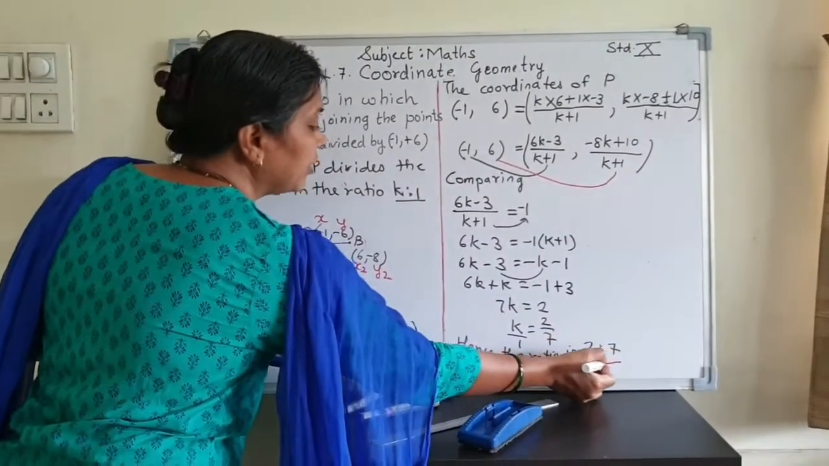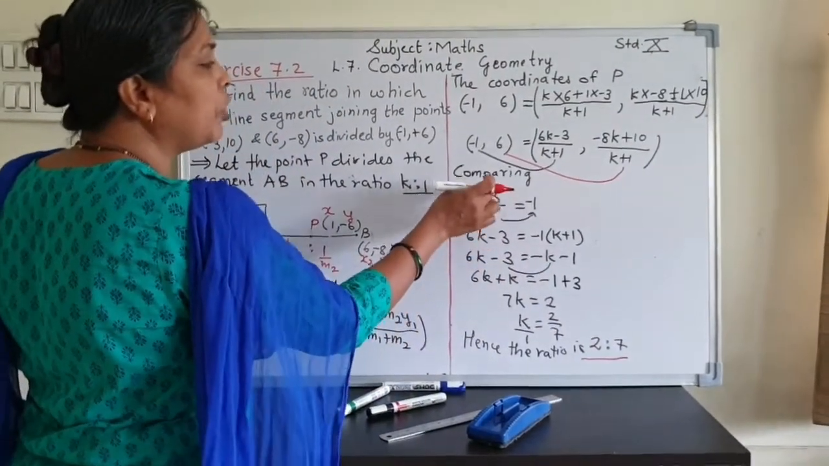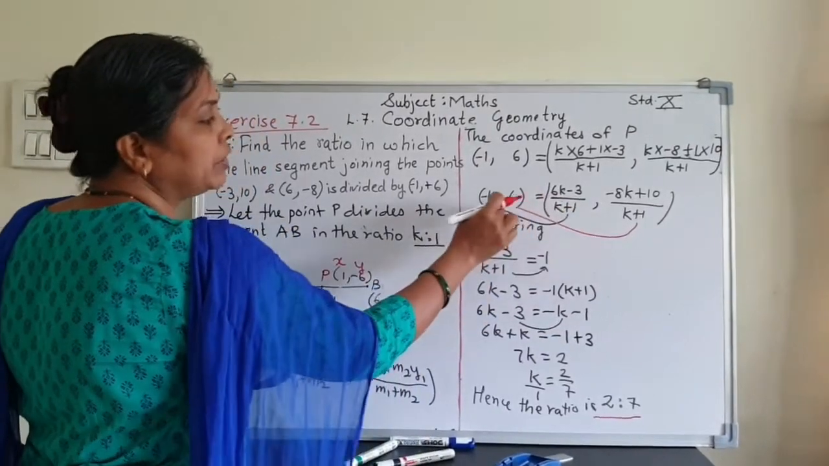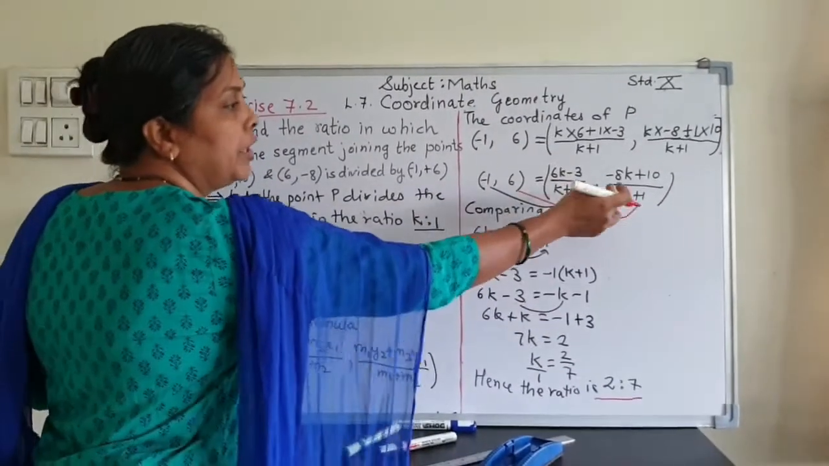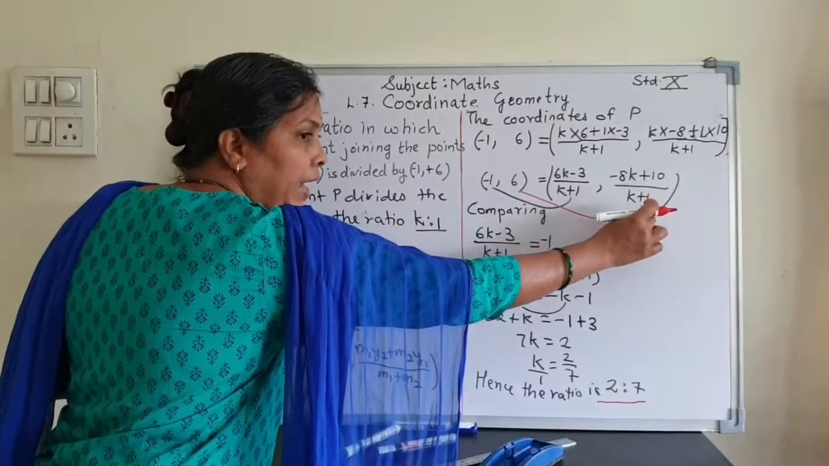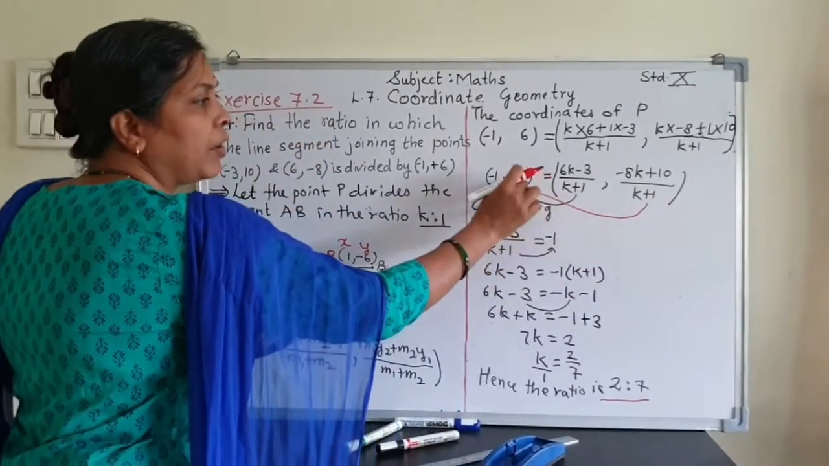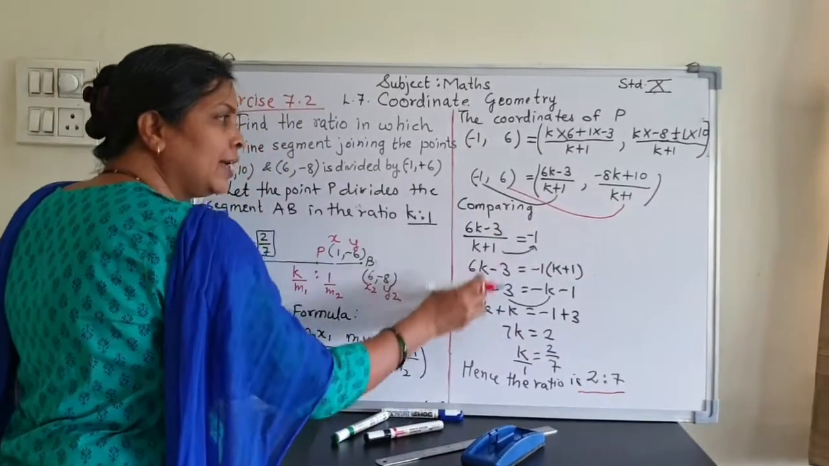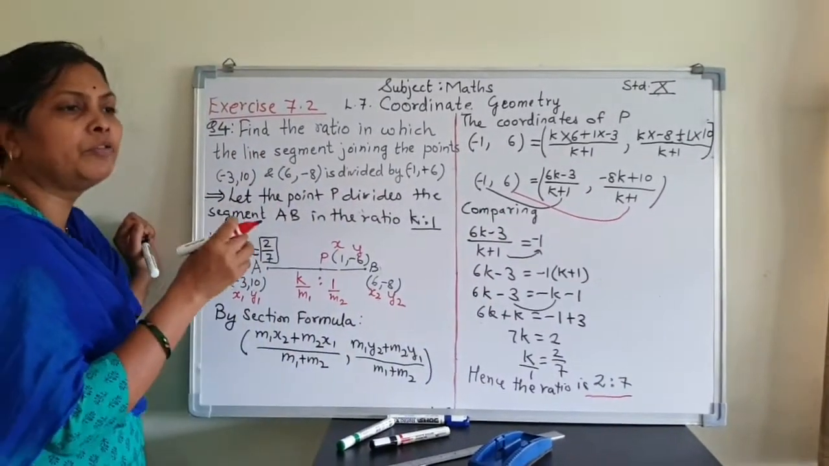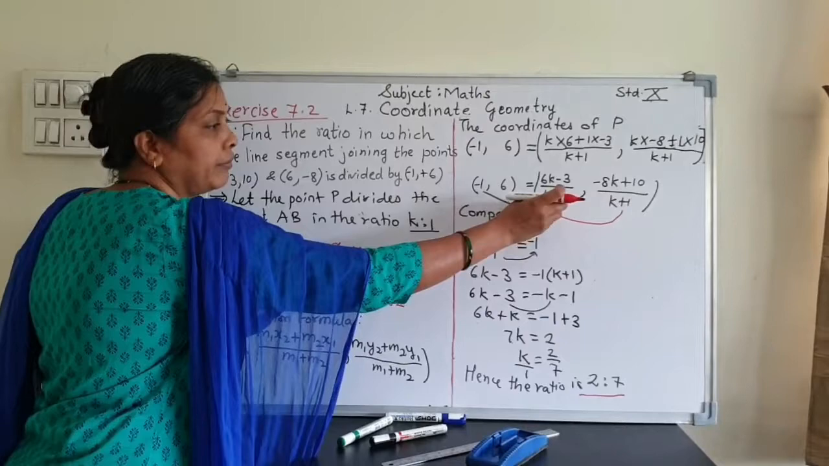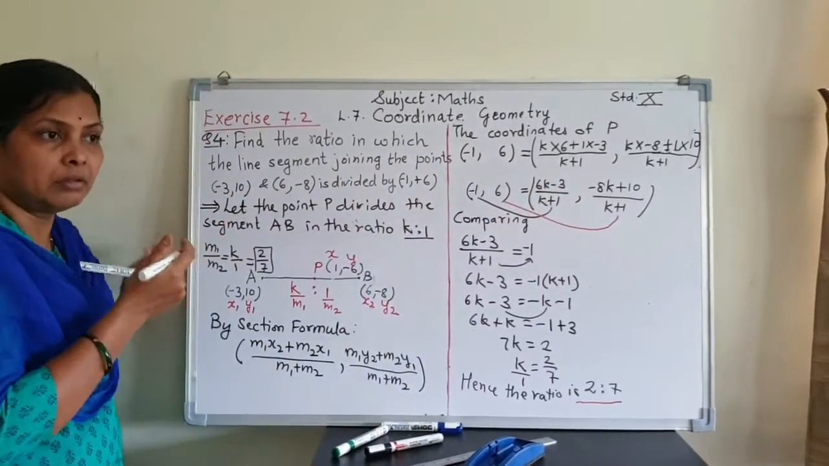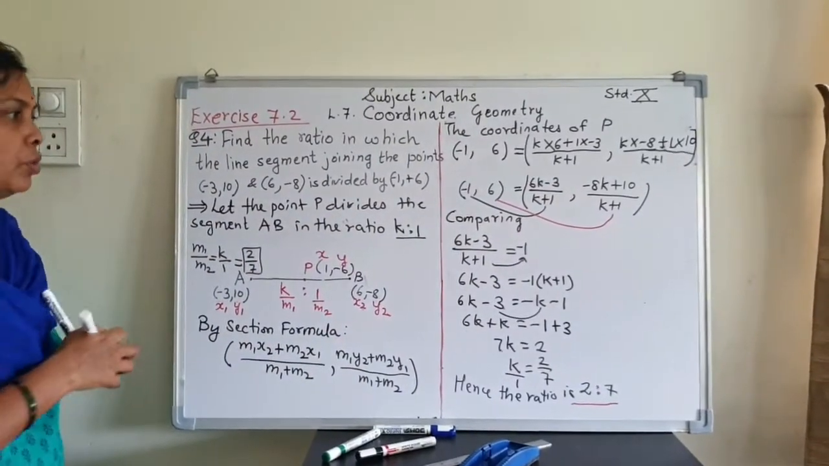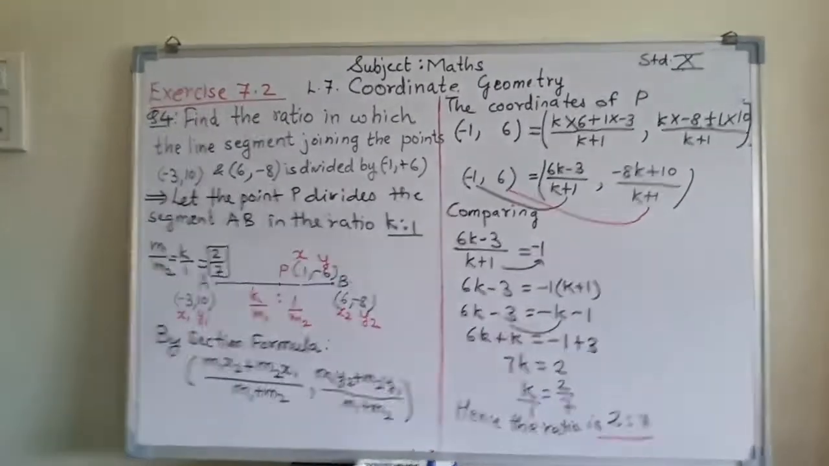Now if, in place of this, you compare the x coordinate with this x value, or if you compare the y coordinate with this y coordinate, you will get the same ratio. So you can compare either of the coordinates with its value to get the ratio. So note this down. So we will move to the next question.